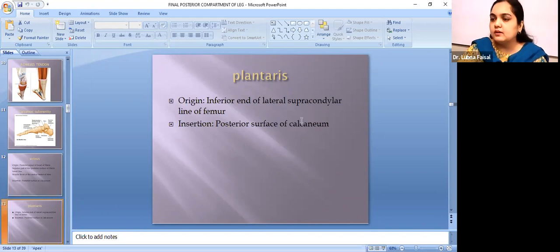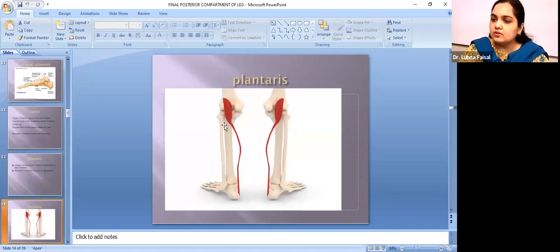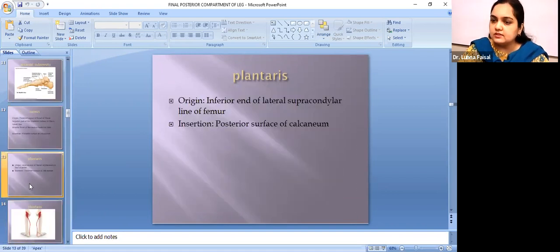Origin of the plantaris is from the inferior end of the lateral supracondylar line of the femur. It is also inserted into the posterior surface of the calcaneum, but this is not the Achilles tendon. Okay, it is the Achilles tendon only when we have the gastrocnemius and the soleus.